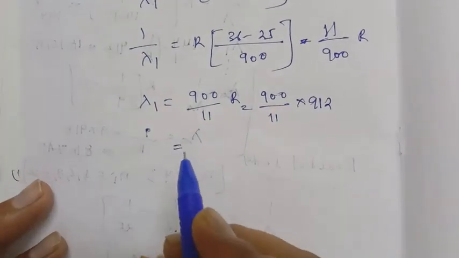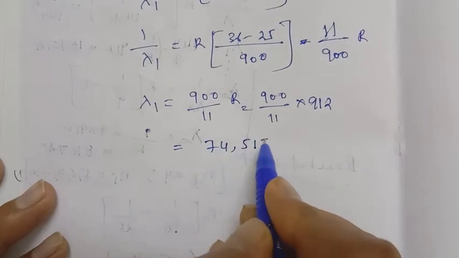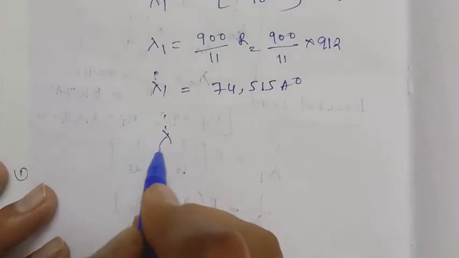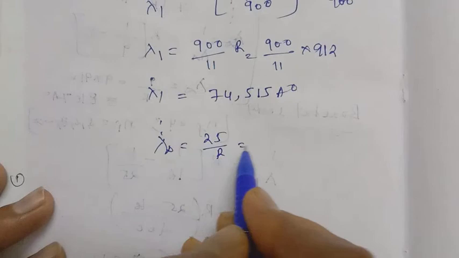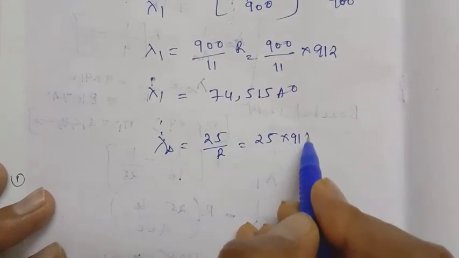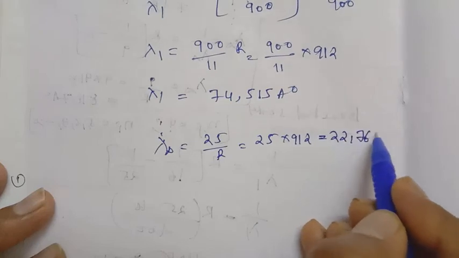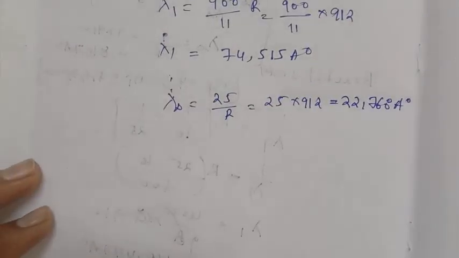So then lambda 1 is equal to, we are getting 74,515 angstroms. It is the lambda 1. And what is the lambda infinity equal to? It is 25 by R, that is nothing but 25 into 912 angstroms, that is equal to 22,768 angstroms. So you have to remember all these.